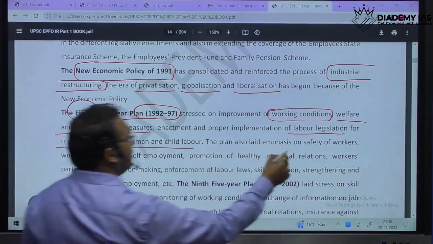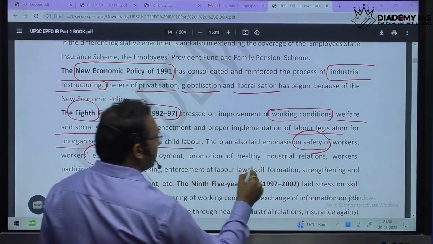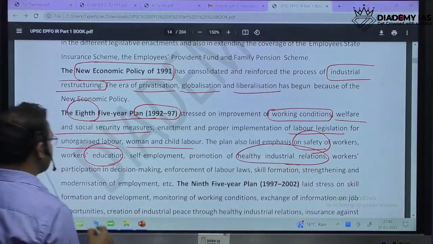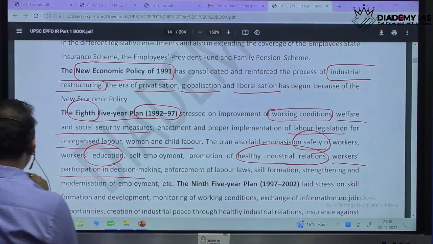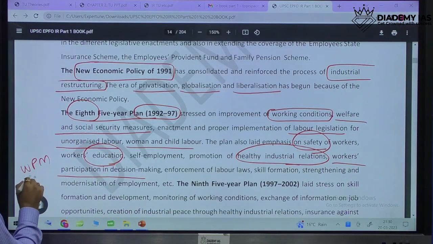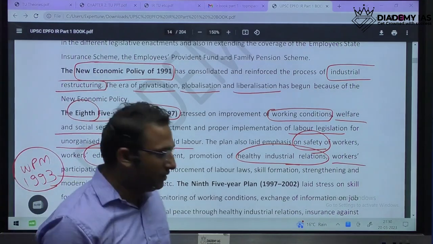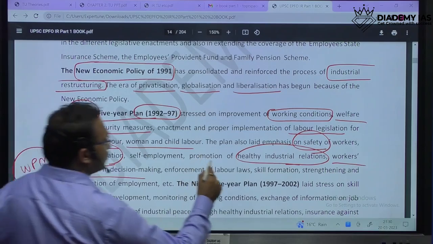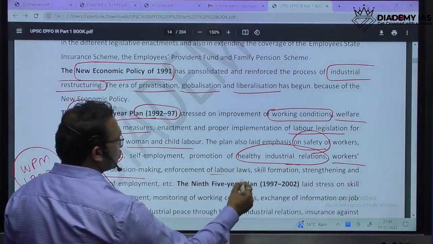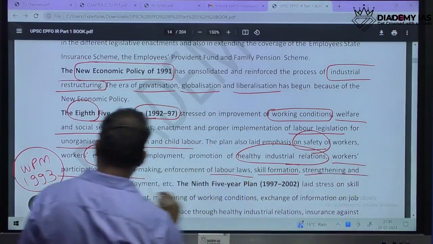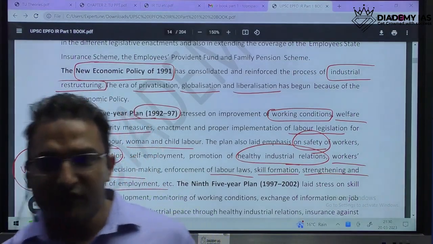This plan focused on the safety of the workers, workers' education, self-employment, promotion of healthy IR, workers' participation in decision making. As you remember, the WPM Bill 1993 came in this time only. Okay, it came in the 8th plan only. Self-employment, promotion of healthy industrial relations, workers' participation in decision making, enforcement of labor laws, skill formation, strengthening and modernization of the employment, etc. So very high reforms came in this time.